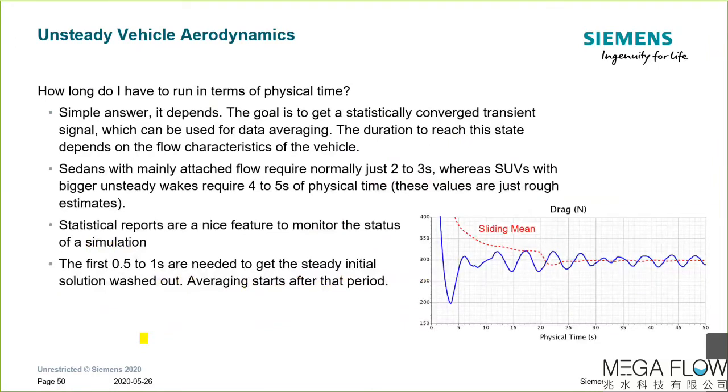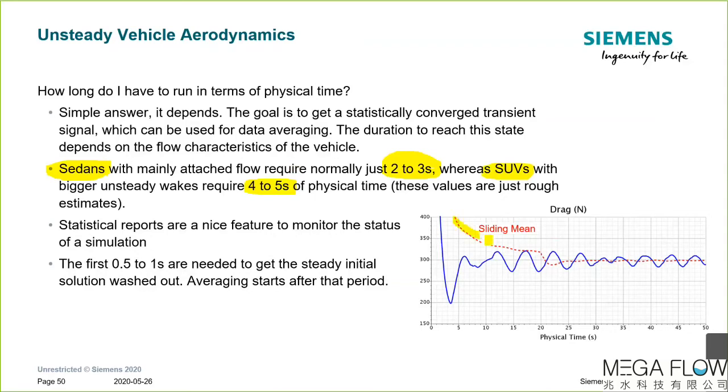How long do I have to run in terms of physical time? Well, that's a pretty simple question because it really depends. It depends on the overall flow characteristics, on the flow physics of the vehicle. You can roughly say that for a sedan with a mainly attached flow, you're in the range of maybe just 2 to 3 seconds. When you're looking at an SUV, it can take maybe 4 or 5 seconds. Again, these are just rough estimates to give you an idea. The message is really, when you have a bigger unsteady wake, you normally need a longer runtime in order to get a statistically converged signal.